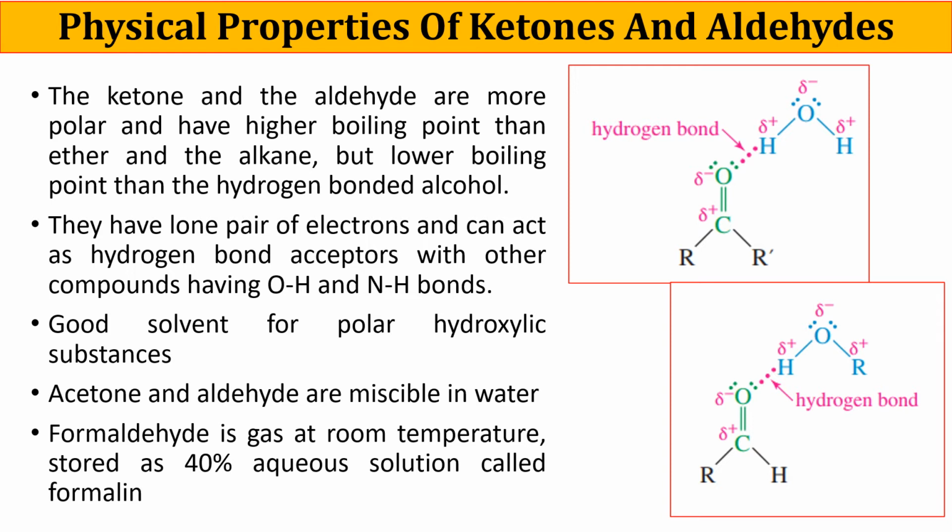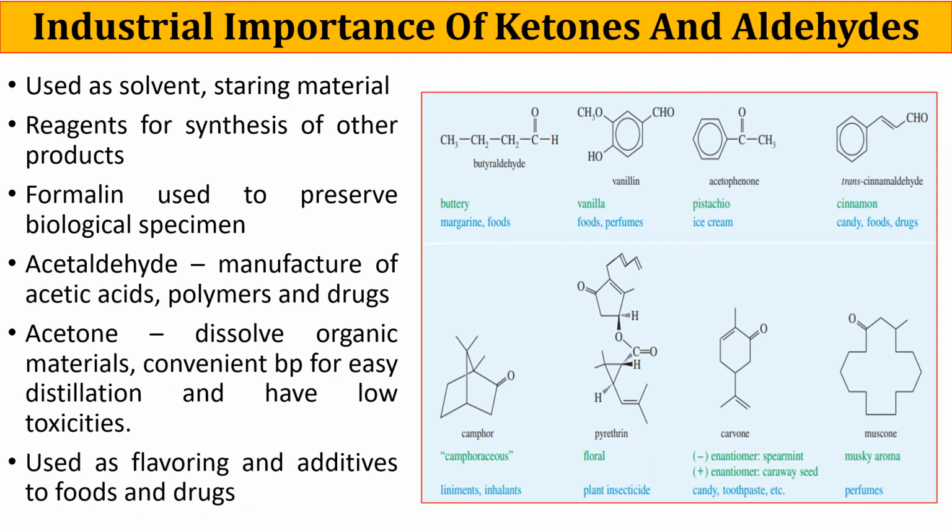Formaldehyde is the most common aldehyde, which is a gas at room temperature, so it is often stored and used as a 40% aqueous solution called formalin. Industrial importance of ketones and aldehydes. In the chemical industry, ketones and aldehydes are used as solvents, starting materials, and reagents for synthesis of other products. Formaldehyde is well known as formalin solution used to preserve biological specimens.